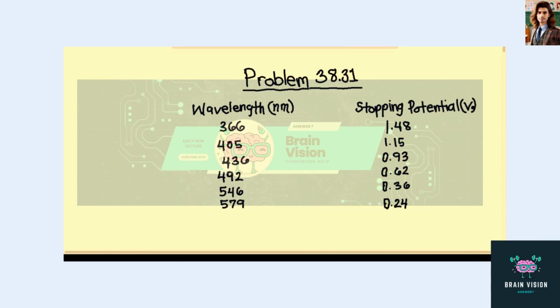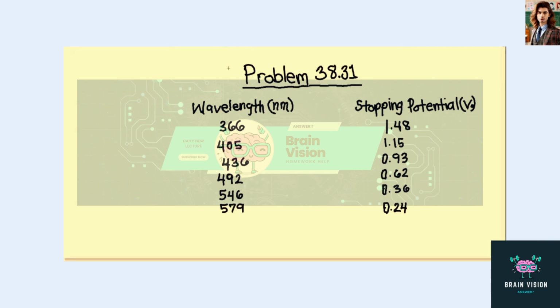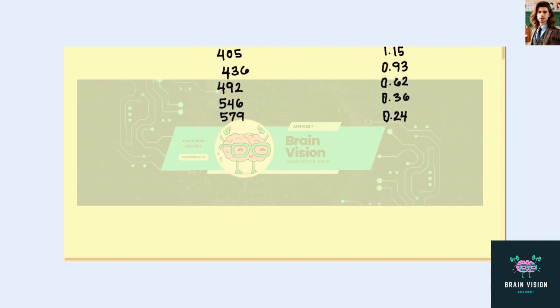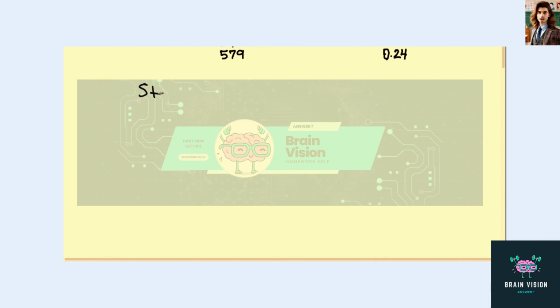So here we're going to solve problem 3831. The question asks us to plot frequency versus stopping potential. So in order to do that, we're going to use an equation. But first, let's write down the steps.